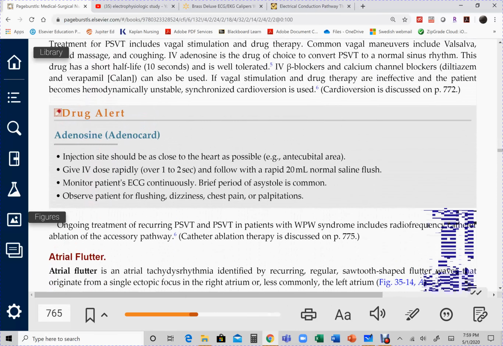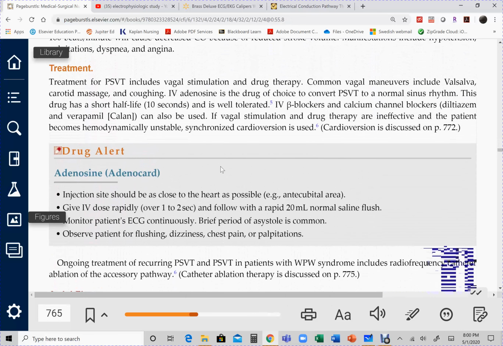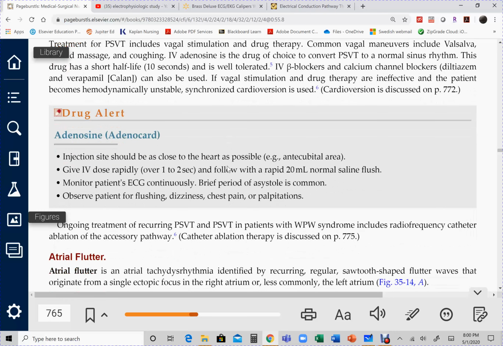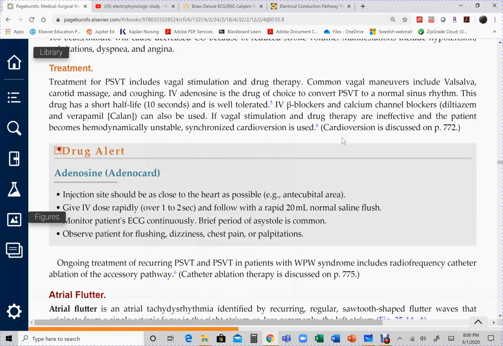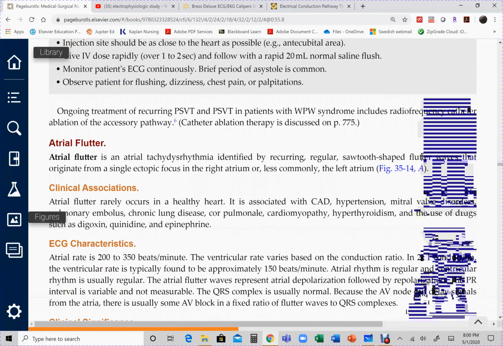The dose, by the way, for adenosine is the initial dose is 6 milligrams, and then if they don't respond, you'll give another 12 milligrams, and that's it. There are only 2 doses allowed. If they don't respond, the doctor has to do something else. Here's the half-life of adenosine. It only lasts 10 seconds. So that's the reason why you give it really fast.